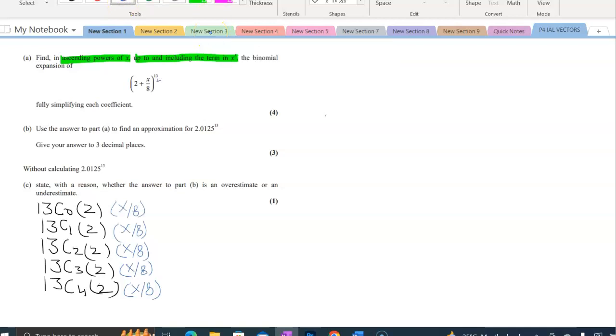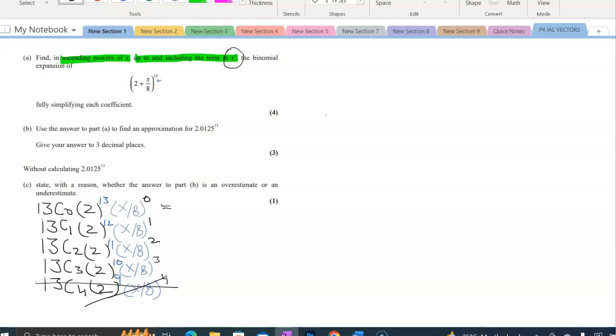Now we start with power 13, 12, 11, 10, 9. Either you write in the decreasing order or you do one thing: 13 plus 0 is 13, 12 and 1 is 13, 11 and 2 is 13, 10 plus 3 is 13, 9 plus 4 is 13. Now we have to write only up to x to the power 3, so there is no need to write this term.